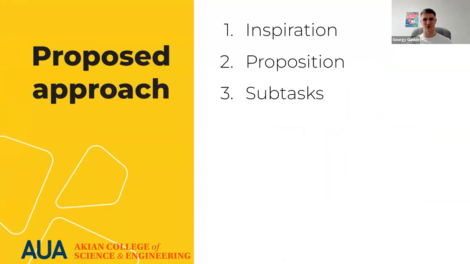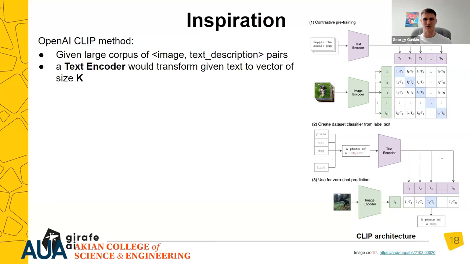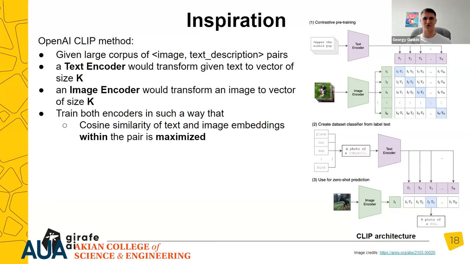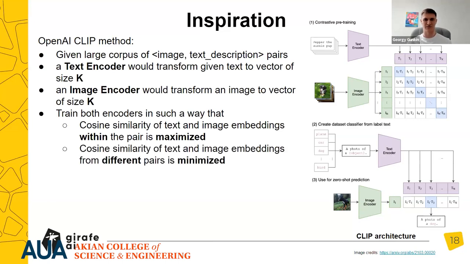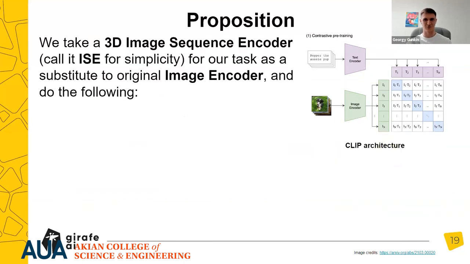So our proposed approach: what inspired us, and what we actually proposed to do, and the subtasks that we solve. We're inspired by the OpenAI CLIP method. It takes image and text description pairs, has a text encoder which transforms the given text to a vector of size k, and an image encoder which does the same thing with an image. Both encoders are trained to maximize cosine similarity within the pair and minimize cosine similarity outside of the pair. So it's called contrastive pre-training. It also uses a symmetric cross entropy loss to minimize loss in both directions, text to image and image to text. The rest of CLIP is less relevant for our task because we'll discuss why.